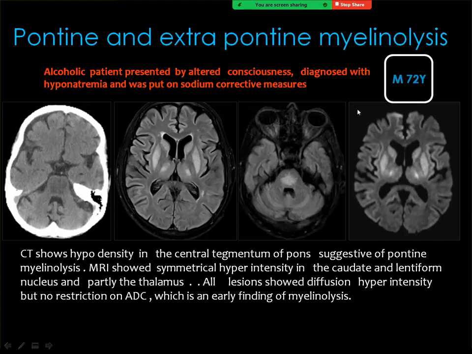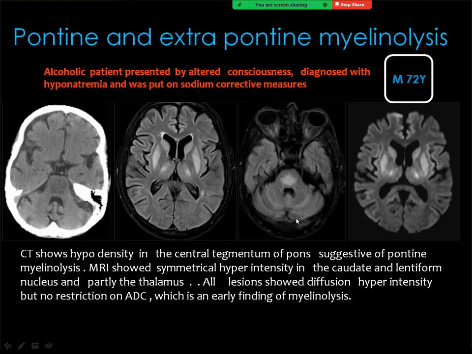Then this is the pontine myelinolysis, where you got an abnormality in the pons, and this abnormality is exactly similar to the Mexican cap in the MRI. And if the changes occur in the basal ganglia as well, as you can see in this particular case, then this is known as pontine and extrapontine myelinolysis.